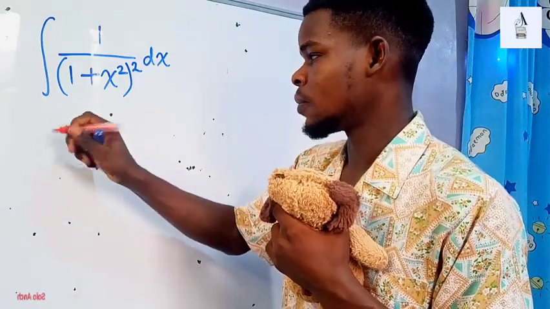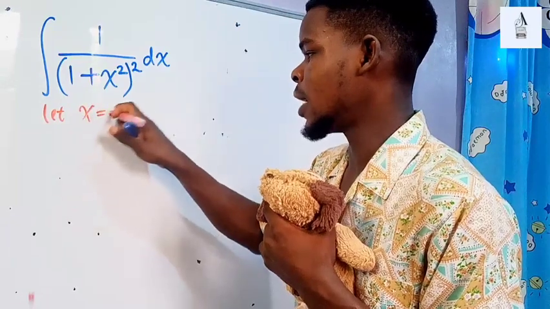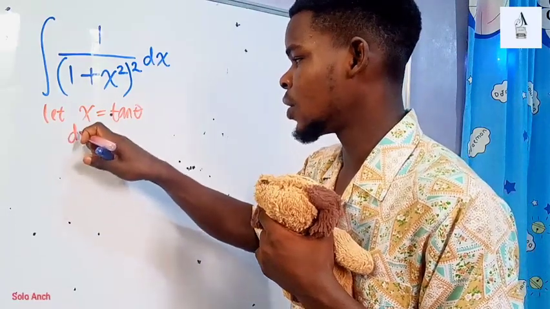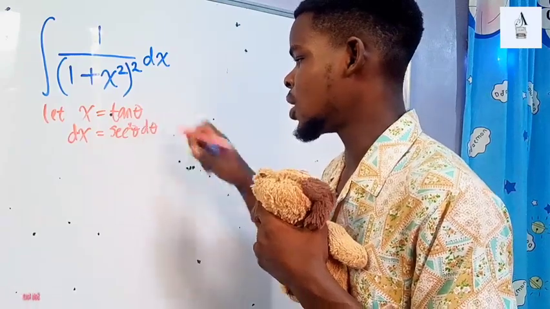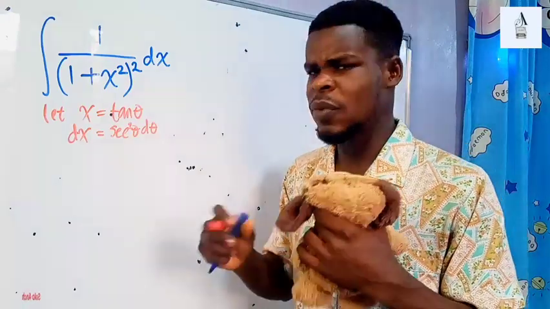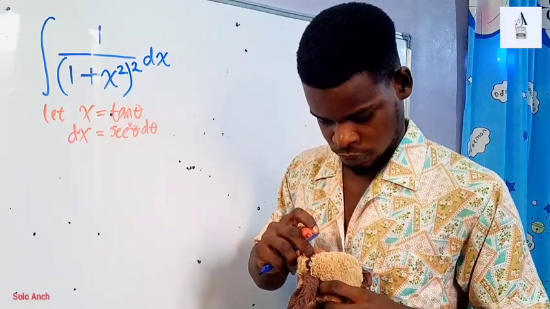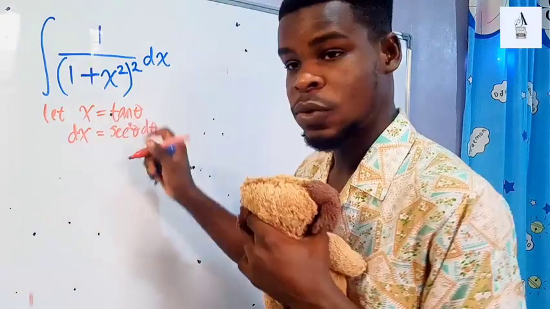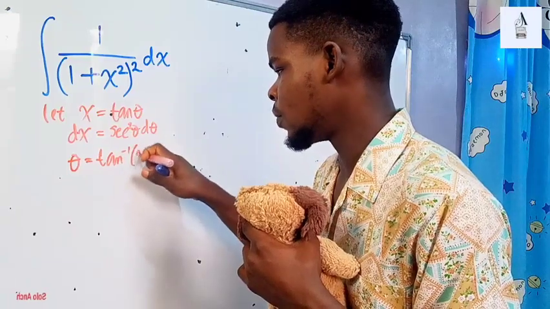So let's just say that we should let x be tangent of theta, okay? If that is the case, the derivative with respect to theta will be secant squared of theta, and then we put the d theta over here. Now keep in mind that x is tangent of theta, so from there we can make theta the subject of the formula. Taking the inverse tangent of both sides, theta will be the inverse tangent of x.